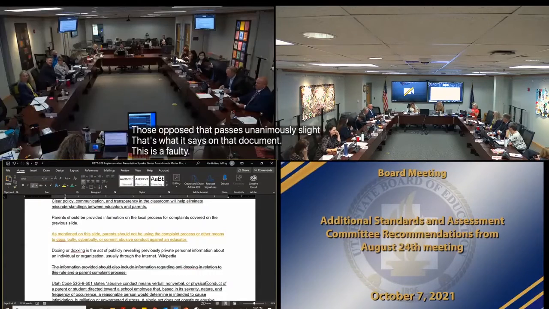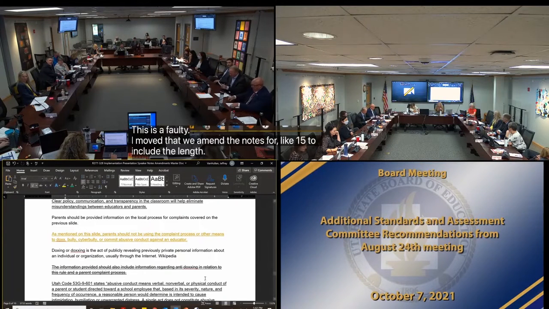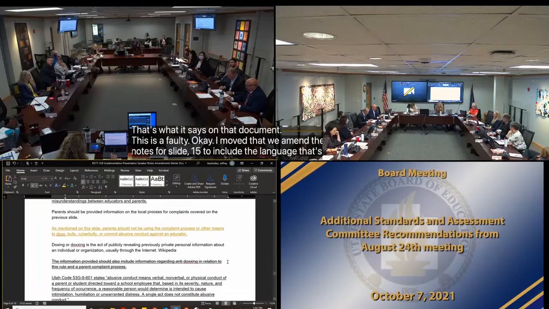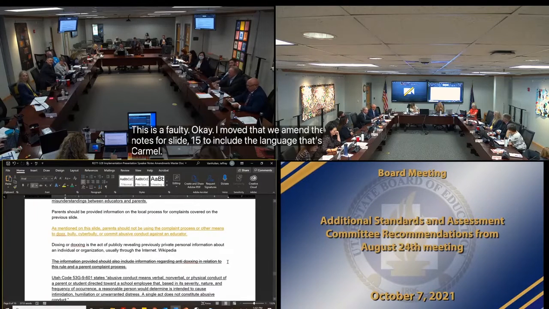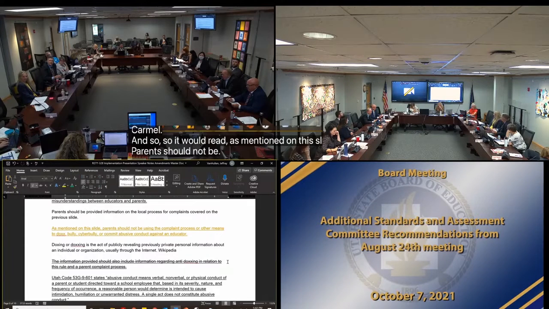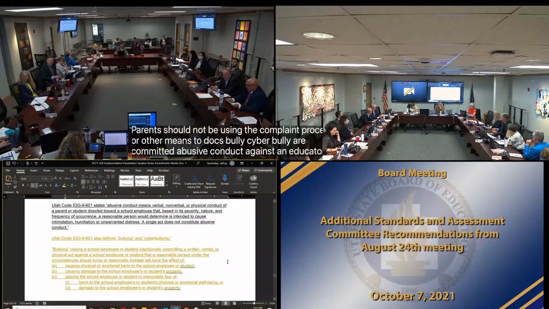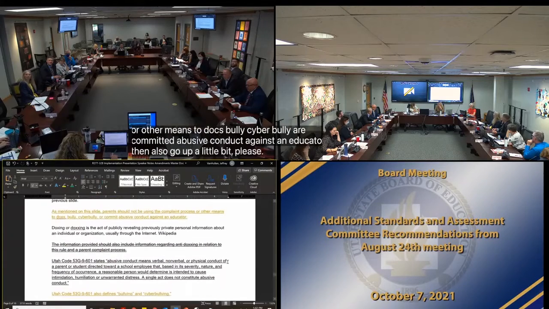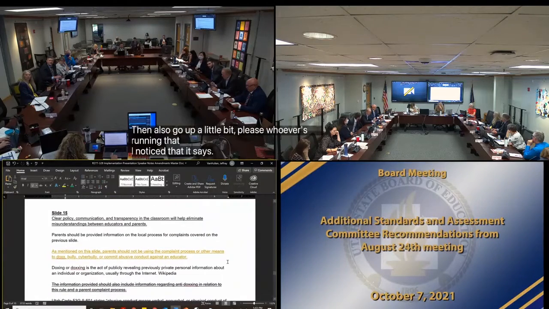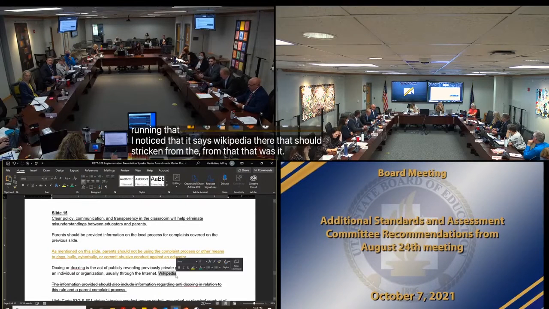Okay. I move that we amend the notes for slide 15 to include the language that's in caramel. So it would read, as mentioned on this slide, parents should not be using the complaint process or other means to dox, bully, cyberbully, or commit abusive conduct against an educator. Then also go up a little bit, please. I noticed that it says Wikipedia there. That should be stricken from that. That was a source note.